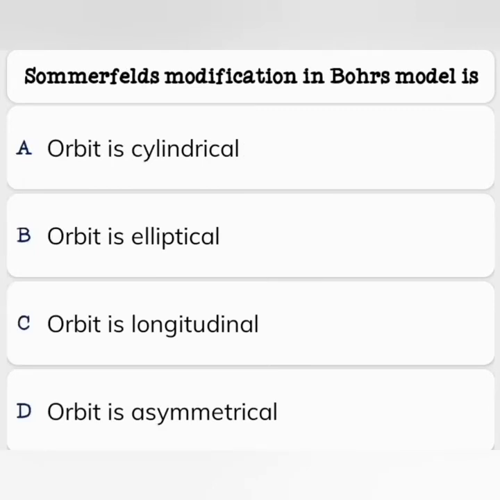Sommerfeld's modification in Bohr's model is: A, orbit is cylindrical. B, orbit is elliptical. C, orbit is longitudinal. D, orbit is asymmetrical. Right options, आप अपने comment section में लिखें। Yeah, so the right option is B.